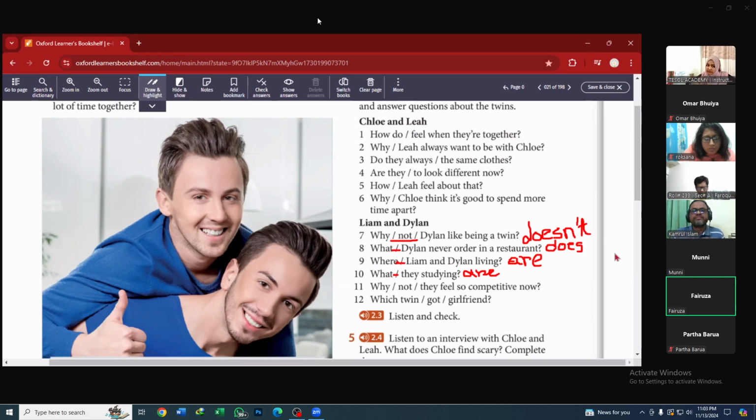Do. Yes. Why don't they? Why do not they feel so competitive now? Very good. Either it will be why don't they or why do not they. Anything works. Both of them are correct. Very good. Why don't they feel so competitive now?